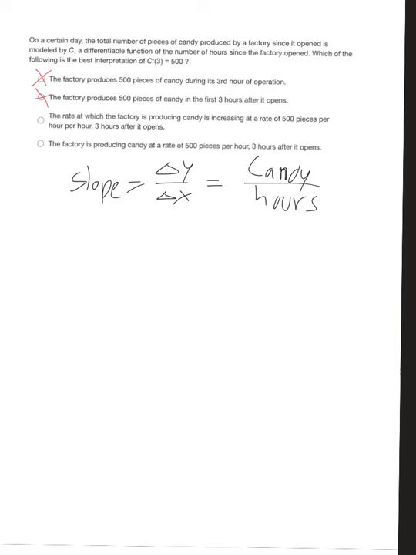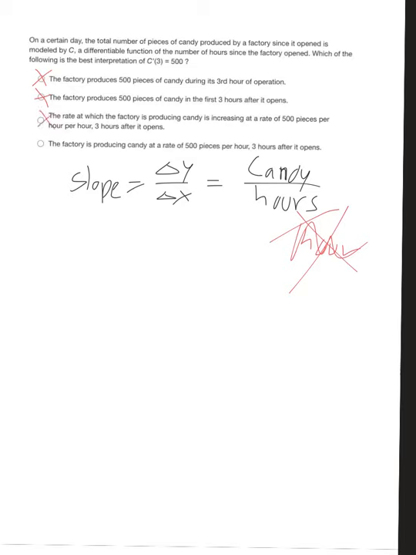The rate at which the factory is producing candy is increasing at a rate of 500 pieces per hour, 3 hours after it opens. So that's closer because at least it's a rate, but that's pieces of candy per hour per hour. That's putting another per hour in there, which is not what's happening. That would be the second derivative. So that's, again, no, leaving only the last one.